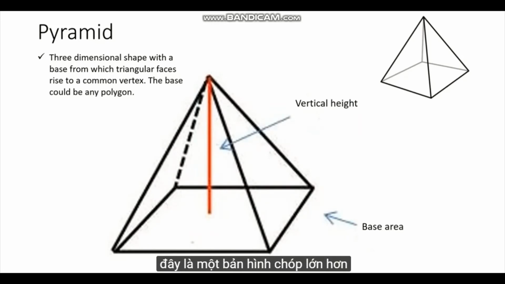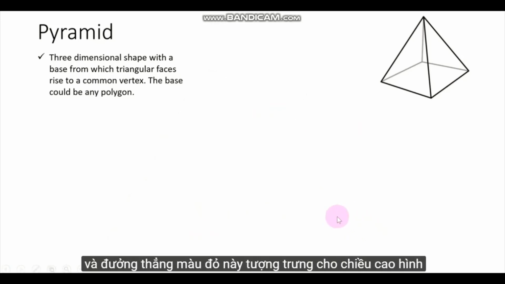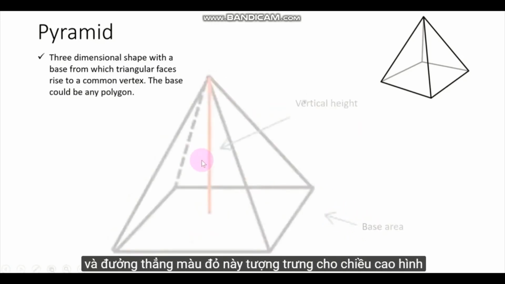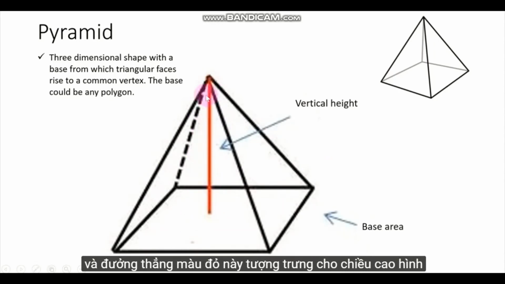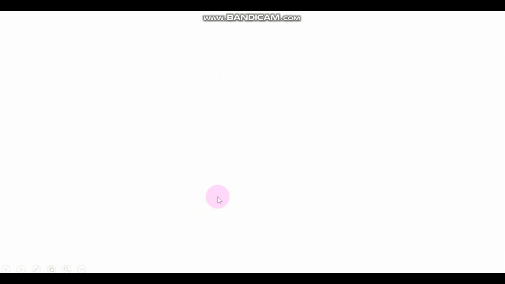This is a bigger version of a pyramid, and this red line here represents the vertical height, and the rectangular shape is the base area.